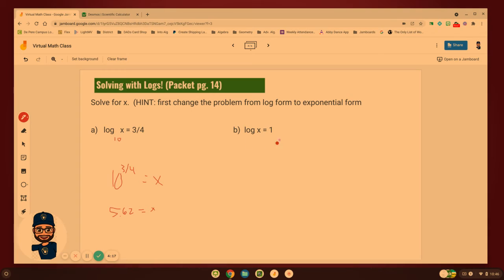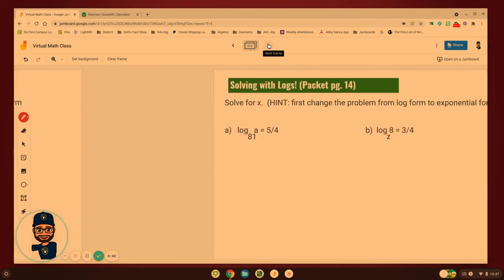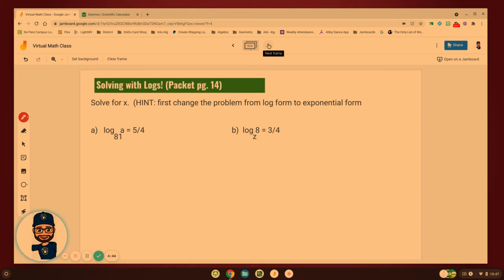Same thing here for letter B. We want to convert it to exponential. There's no number, so that means the base is 10, to the power of the opposite side, equals x. 10 to the first equals x, which means 10 is equal to x. So hopefully you're understanding and seeing how important that process of converting to exponential is. Why don't you try these two? It might be a little bit trickier at first, but see what you get.